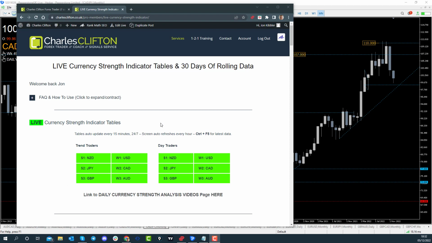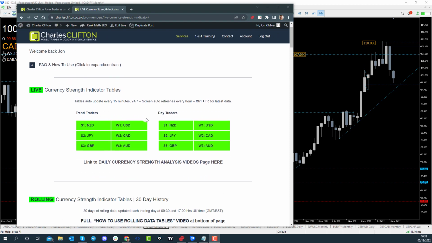Here we can see we have the live currency strength indicator tables in front of us, and we have two types of tables. We have the trend traders table and the day traders table. These are showing the same studies but just highlighting different time frames. So the trend traders is our higher time frame and the day traders is our lower time frame.